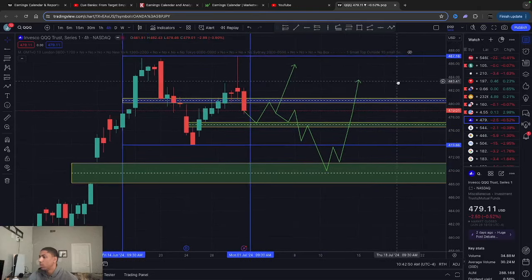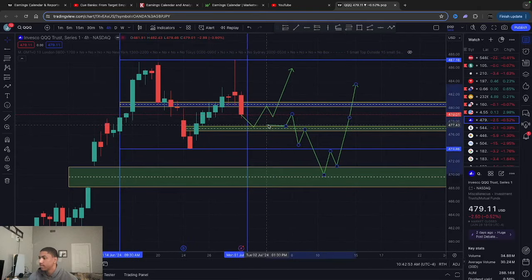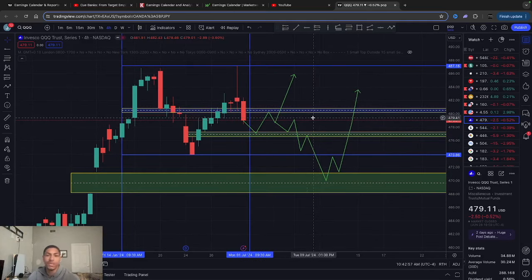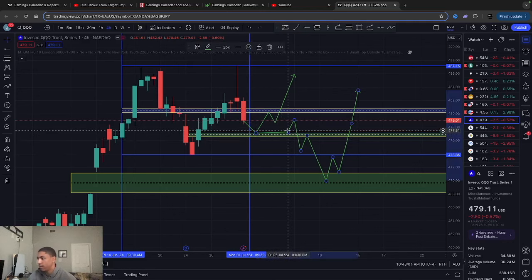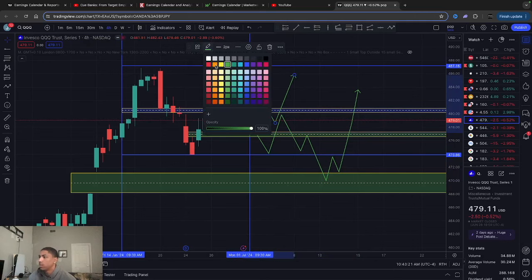So we have two. This is a little messed up, but you guys get what I'm saying. So we have two kind of indicators. We're going to move this around a little bit. I'll do it like that. So we have two kind of indicators of what's going to go on.